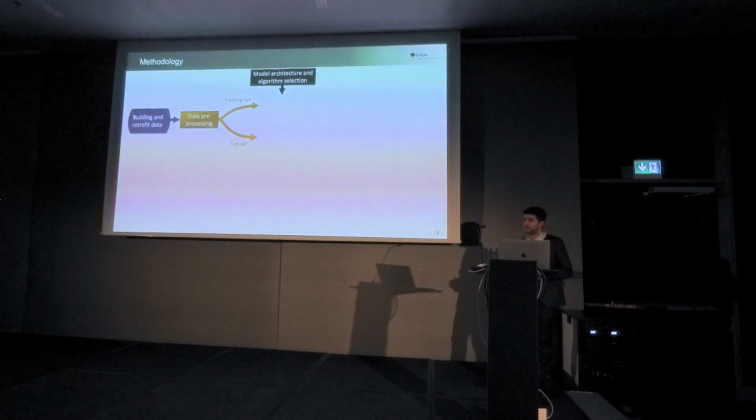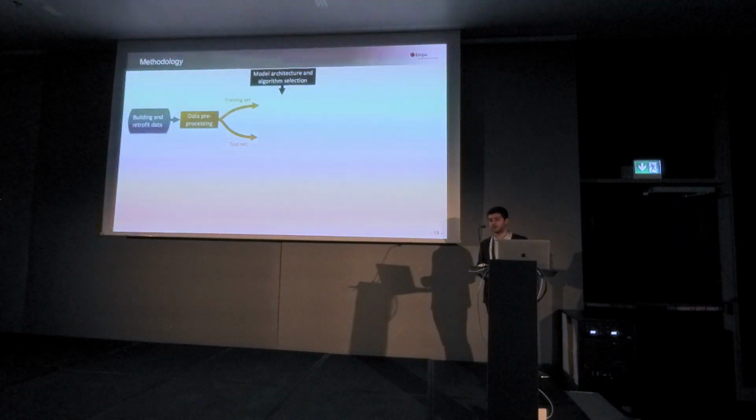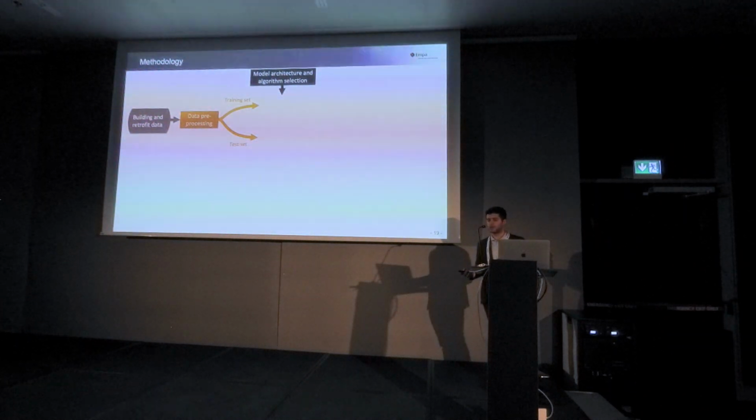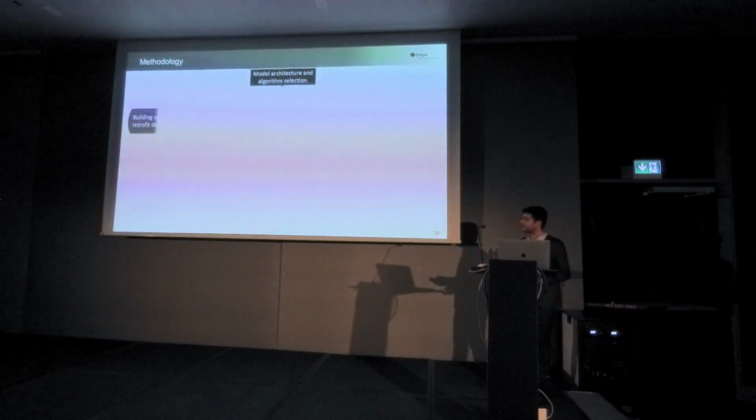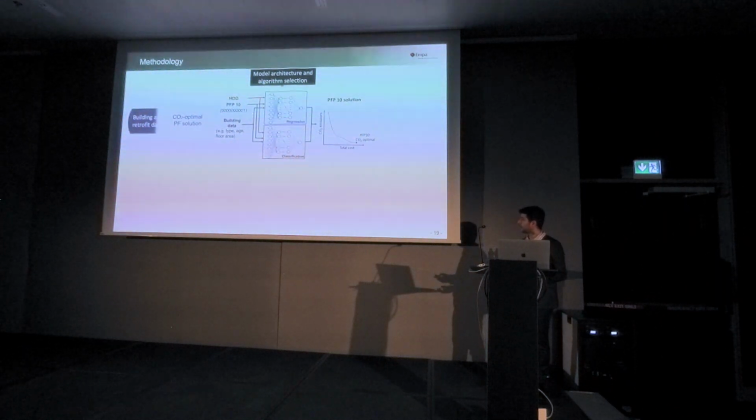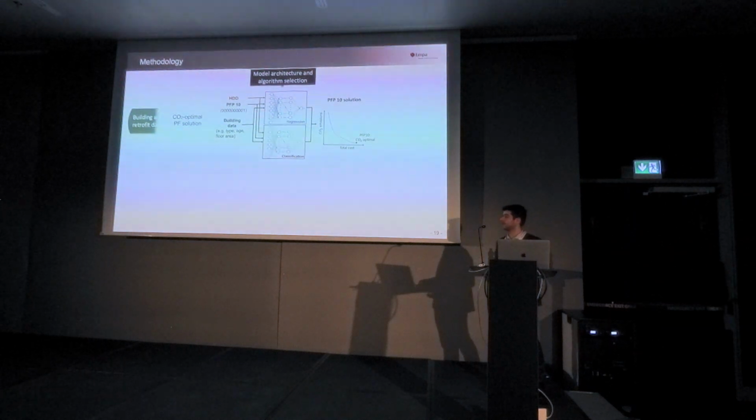The next step, and maybe the most challenging one, is to select the machine learning algorithm to use and also define the structure of this surrogate model. Starting with the structure of the model, we first start by predicting the CO2 optimal solution. We use input information, as we said, easily accessible building data, for example, when this building was constructed and what is the floor area of the building.